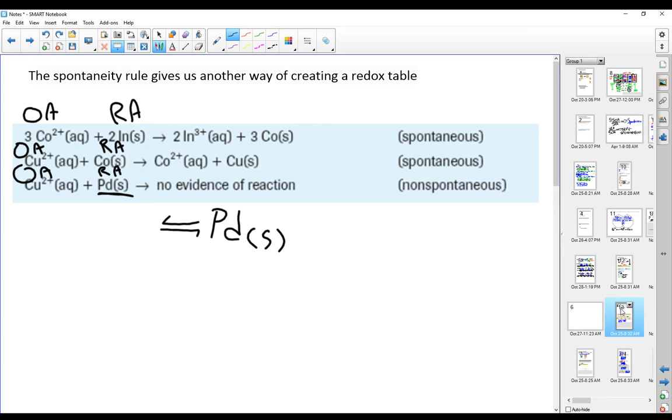One of the other things too is, do we know the charge of Pd? We can take a look at our data books. It is Pd2+. So Pd2+ plus 2 electrons.